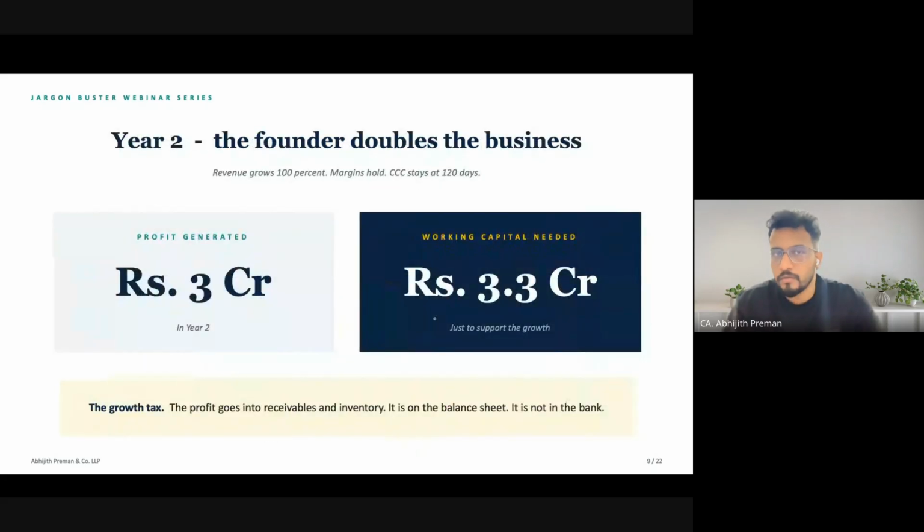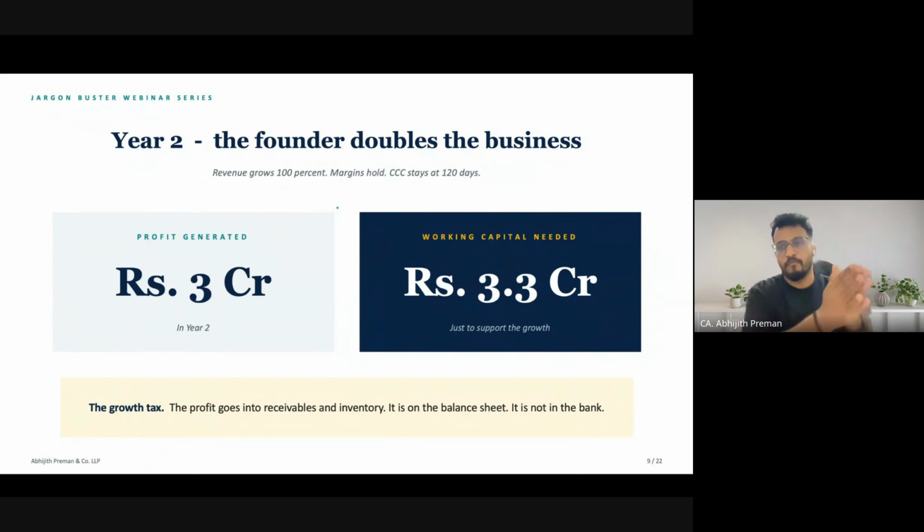Now, year 2, the founder, same business. In the second year, they are doubling the business. Revenue grows 100%, margins hold. Cash conversion cycle stays at 120 days. Again, they generate another 3 crore of revenue. But for generating 3 crore of additional profit, they would be requiring 3.3 crore upfront cash, because their cash conversion cycle is at 120 days. So for them to generate another 10 crore of revenue, they need 3.3 crore of upfront cash. Okay. So that's where the difference is.